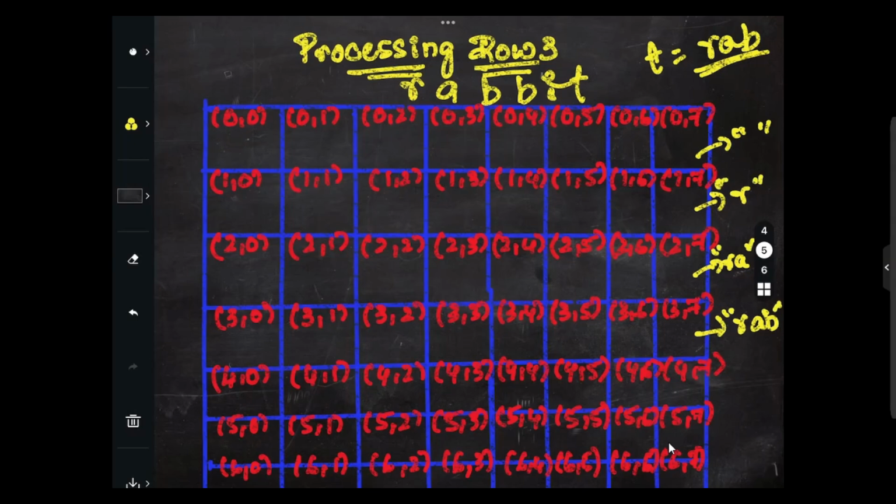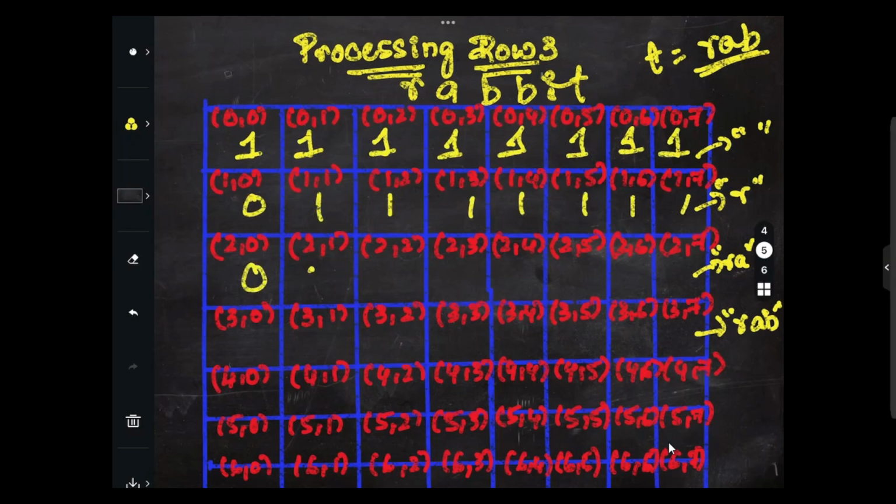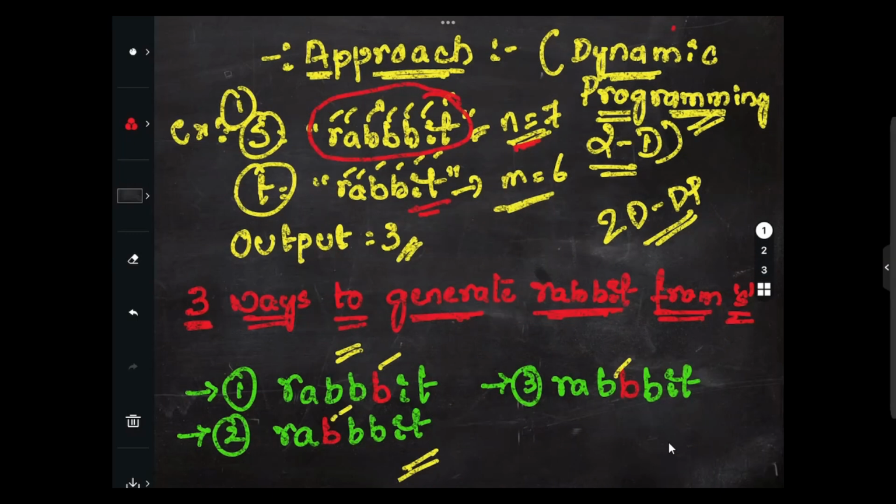So initially let's fill all the cells that are already filled. So I'll just give here 0 1 1 1 1 1 1 here. This was 1 1 1 1 1. So in this case, RAB can be formed in multiple ways from S, right? Either DP of 3 comma 3 or DP of 3 comma 4 and DP of 3 comma 5. We have 3 B's. If you see that one, we have 3 B's. So here you can clearly see we have 3 B's over here in the T.